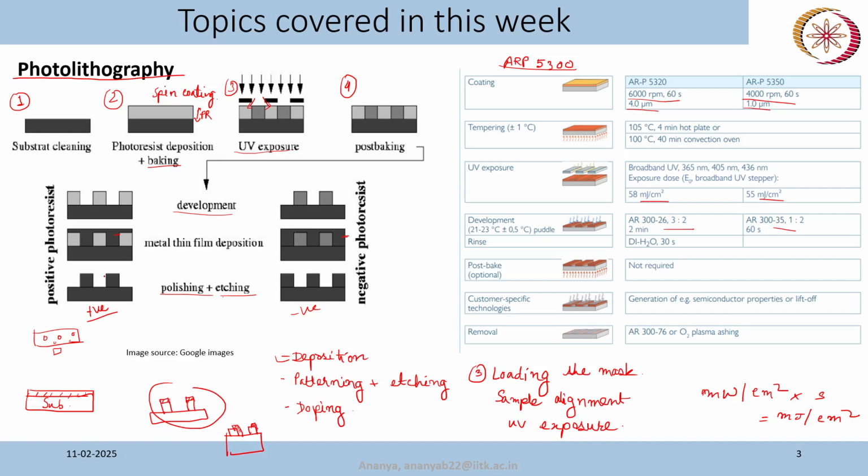So say you remove your photoresist with acetone, you will finally get a pattern of metal layers like this. This is for positive photoresist and this is for negative photoresist. Now this is one way to get a metal film or metal pattern on top of your substrate. There are other ways also, like I mentioned. Suppose you have a substrate and you already have a metallic film on top of it, then you can do lithography.